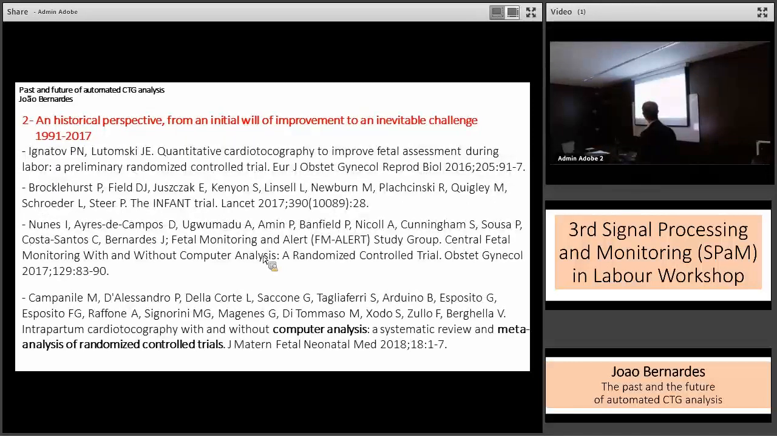And finally, to come to the end period, the first randomized controlled trials appeared, as you know. The first one by Ignatov, published in 2016, and the others in 2017. And finally, the meta-analysis of these randomized controlled trials.